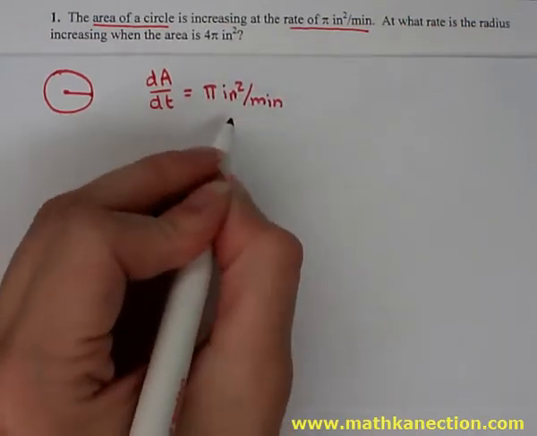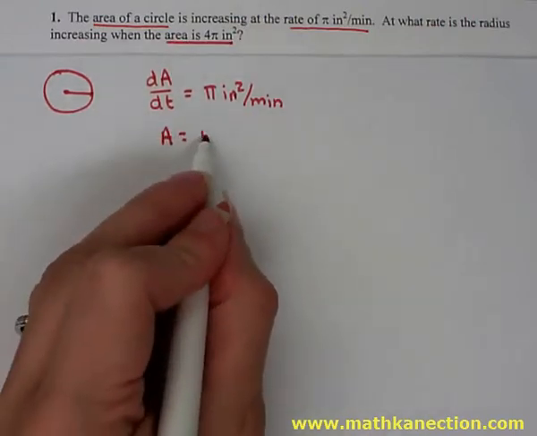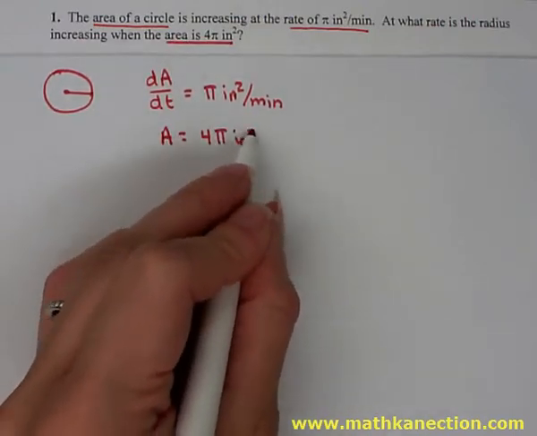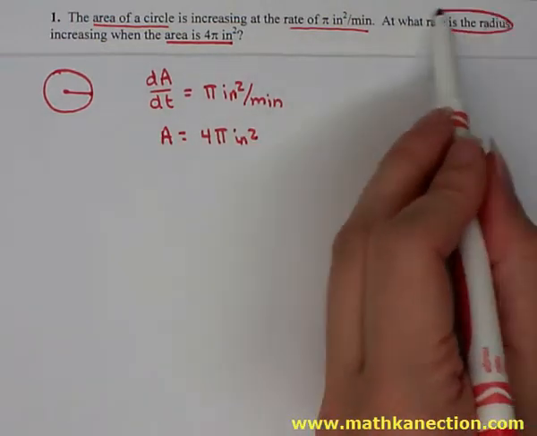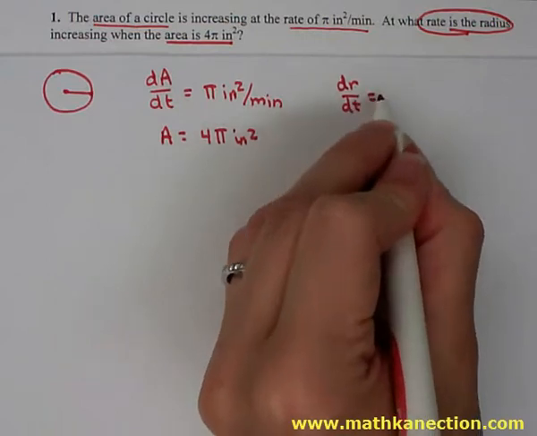Another given information is that the area is equal to 4 pi inches squared. So capital A is equal to 4 pi inches squared. And the question asks what is the rate at which the radius is increasing. So dr/dt, where r is the radius.